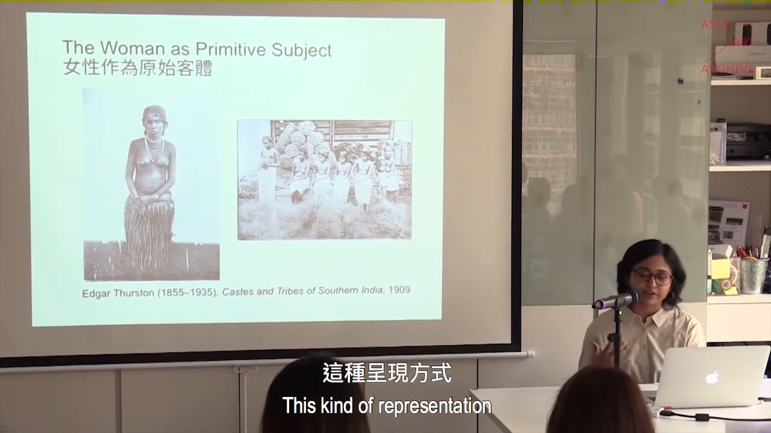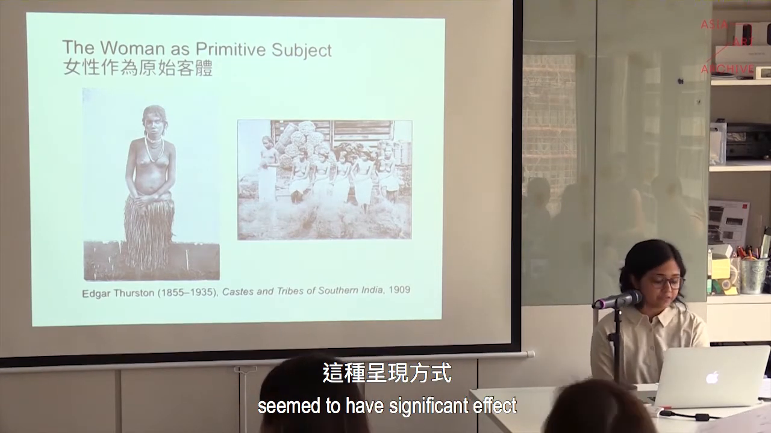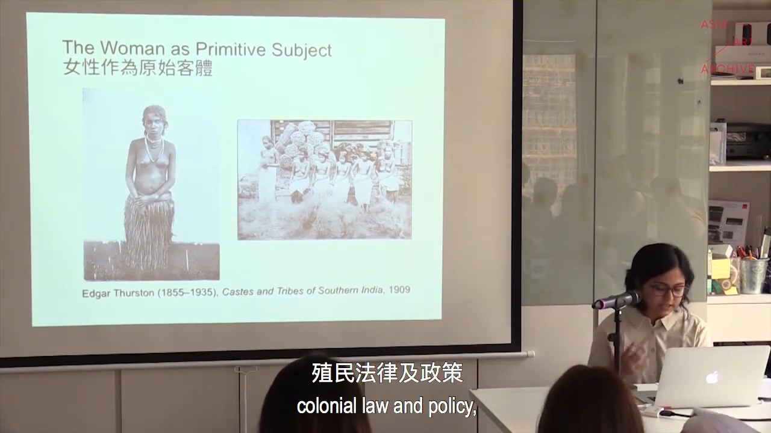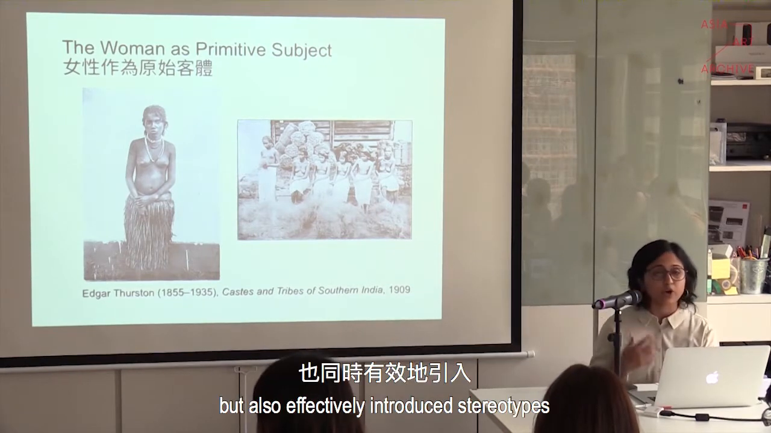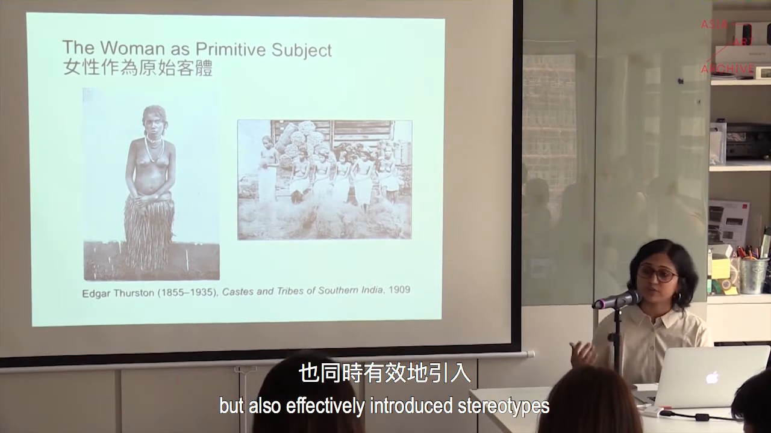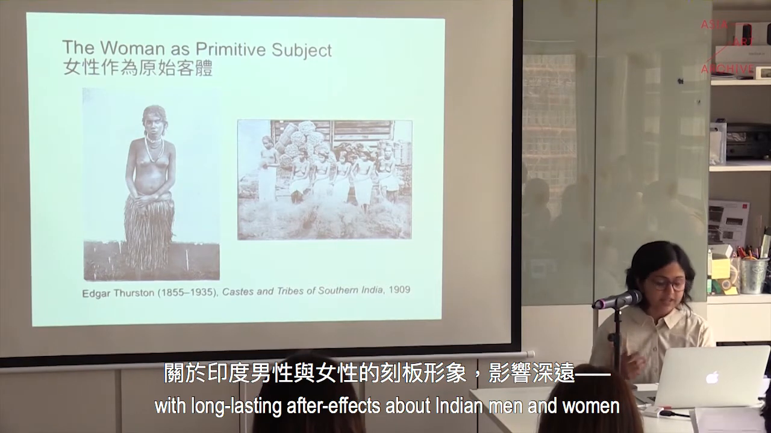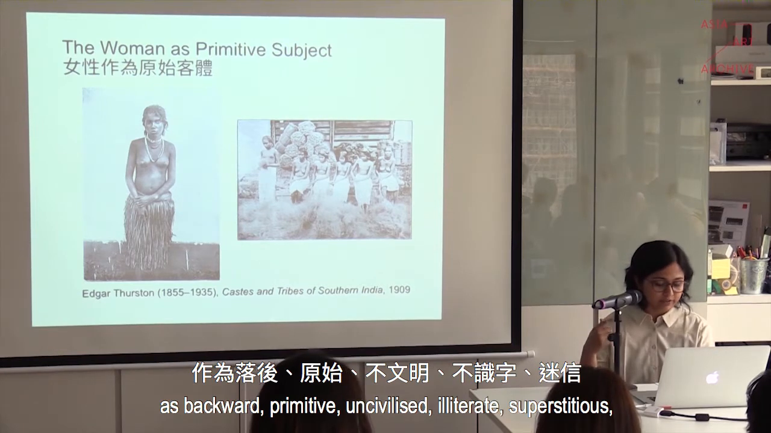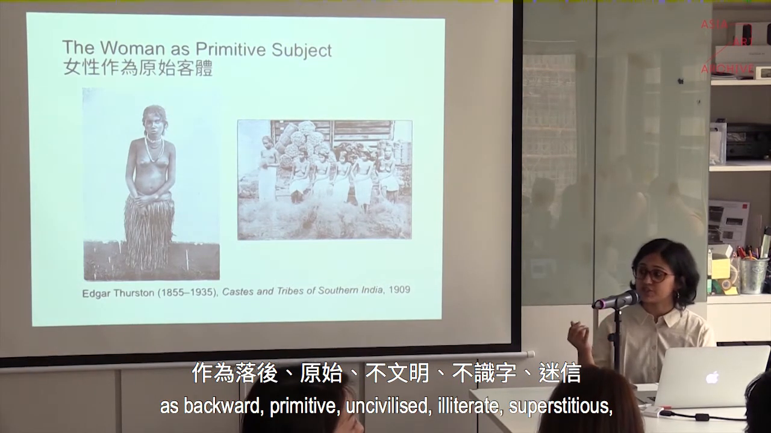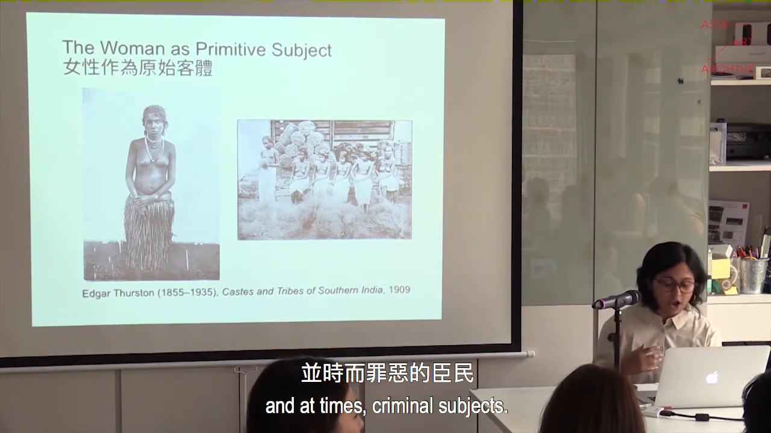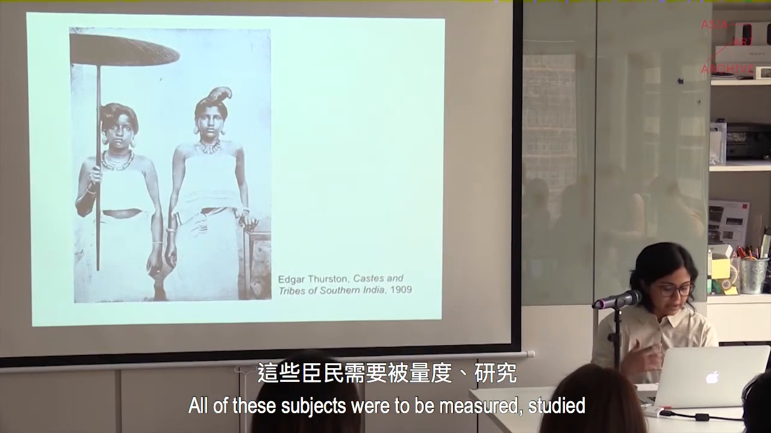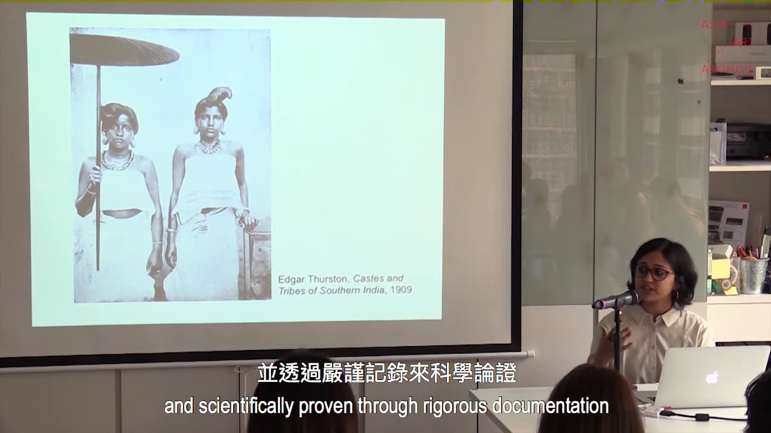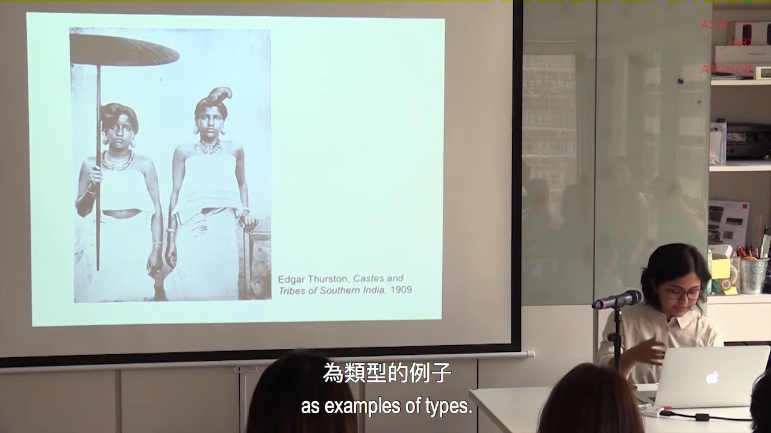Now, this kind of representation came to have significant effects not only in terms of colonial administration, colonial law and policy vis-a-vis these native subjects, but also was effective in producing stereotypes with long-lasting after effects about Indian men and women in particular, as backward, primitive, uncivilized, illiterate, superstitious, and at times criminal subjects. All of these subjects were to be measured, studied, and scientifically proven through rigorous documentation as examples of types.